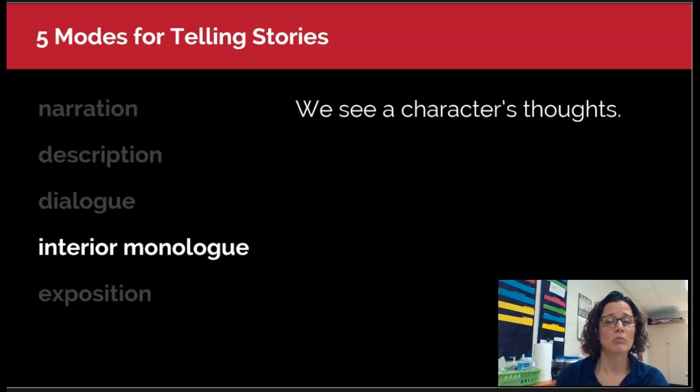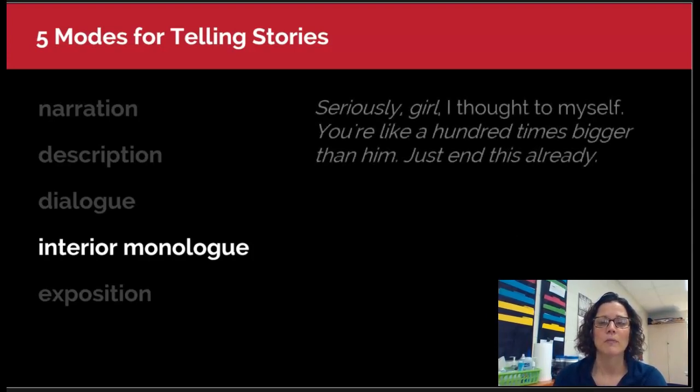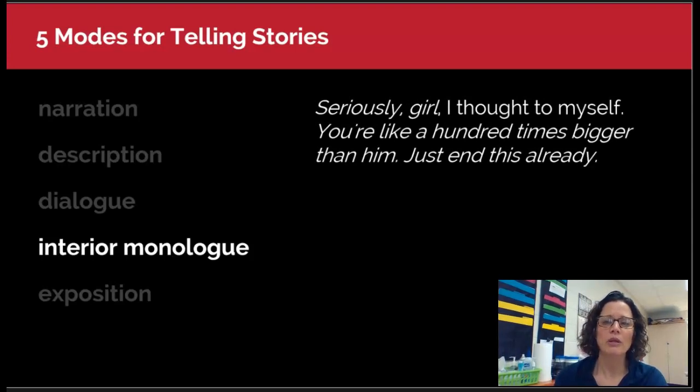Interior monologue is where we see a character's thoughts. In this example, Bree is talking to herself about getting rid of the frog. Seriously, girl, I thought to myself, you're like 100 times bigger than him. Just end this already. So this is an interior monologue. You can see they wrote it in italics. It's what she's thinking. That's why it's called an interior monologue. Different than dialogue. Monologue is by yourself, talking to yourself.